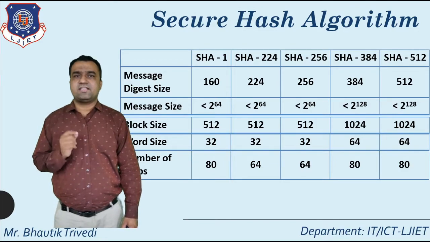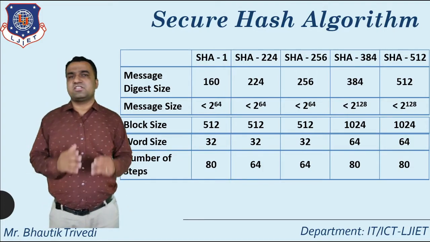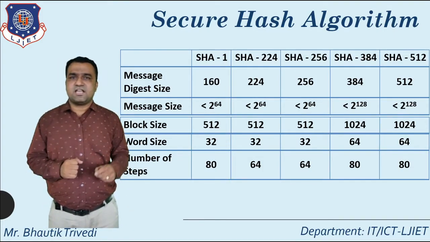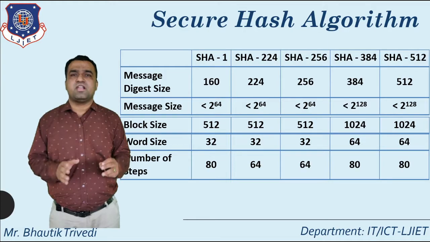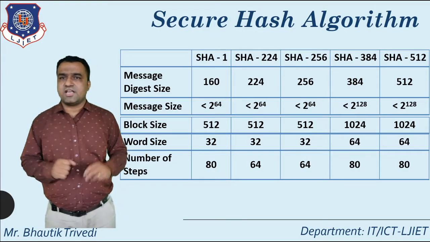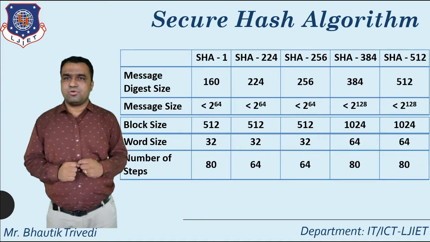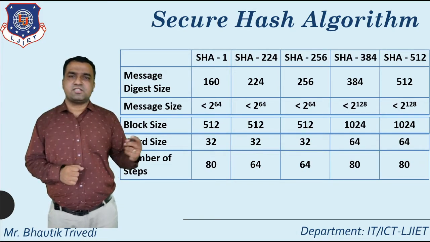After that, SHA384. SHA384 supports a message digest size of 384. For message size, it supports a length of 128, that is less than 2 raised to 128. Block size is 1024. Word size is 64. And number of steps is 80.